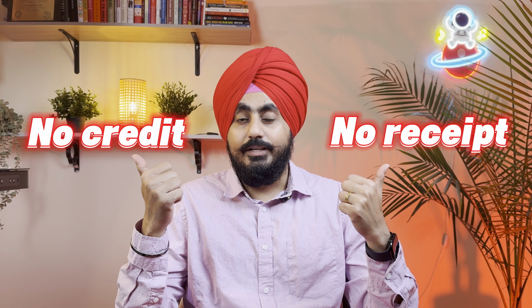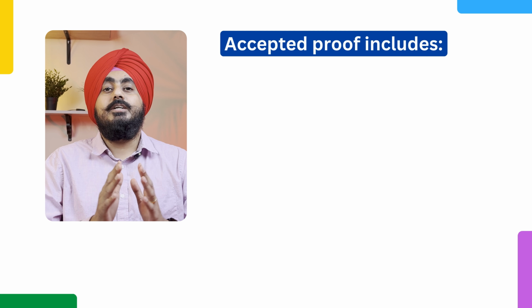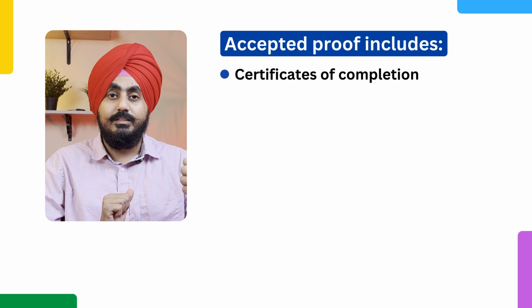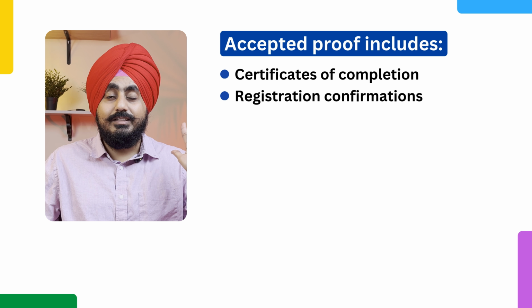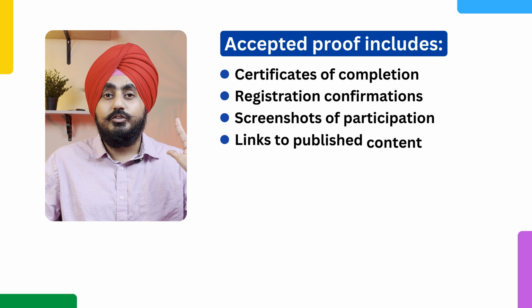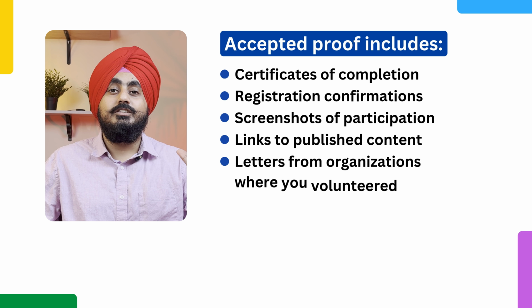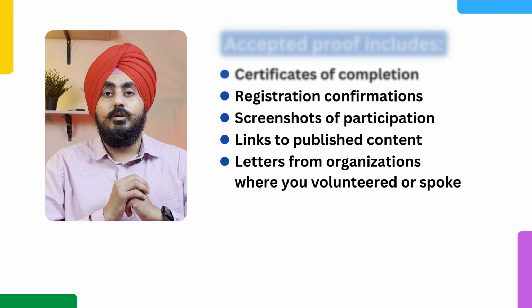IAAP needs verifiable documentation. Think of this like an expense report. No receipt, no credit. Your proof must have your name, event date and time, along with the event name. Accepted proof includes certificates of completion, registration confirmations, screenshots of participation, links to published content, and letters from organizations where you volunteered or spoke. Screenshots of a calendar without your name on it will not qualify as proof. This is something that I learned recently, and that's something I want you to avoid.